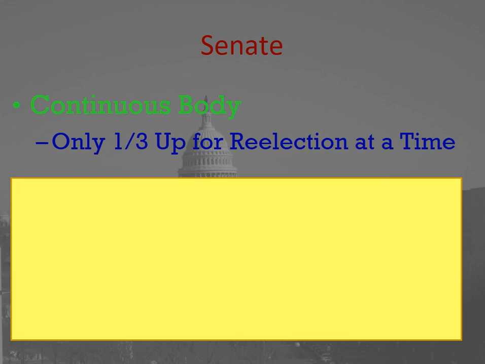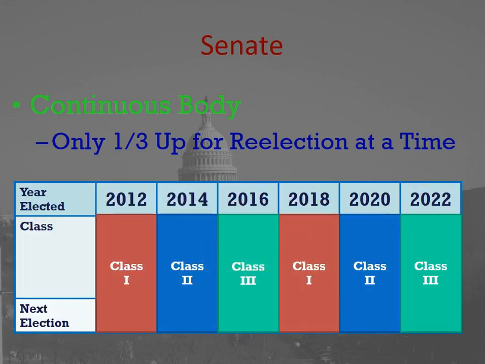The Senate is a continuous body. What that means is the entire Senate is not up for re-election at the same time. Only 1/3 of the Senate is up for re-election at a time. When we look at the diagram below, the classes don't really mean much of anything other than the year that you got elected. It's not like class 1 is more prestigious than class 2 or 3. They're all the same. It's just the year you got elected.